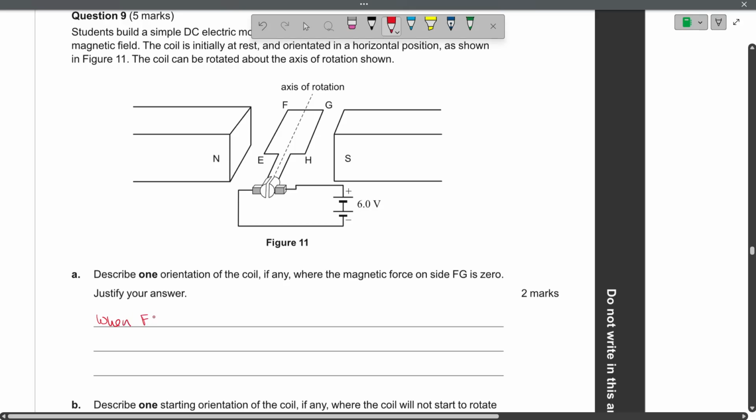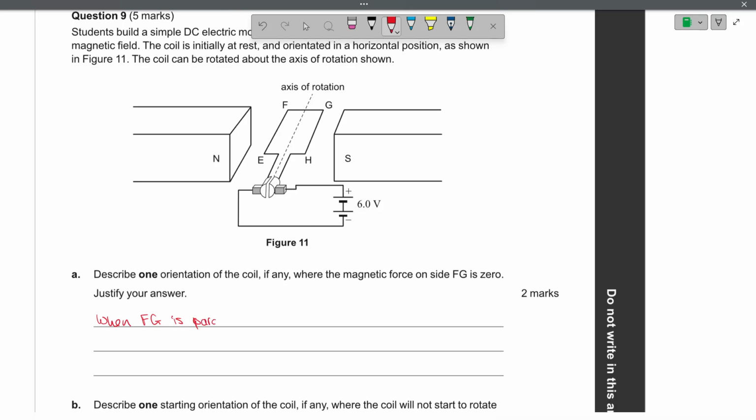So I mean we can just say that when FG is parallel to the field, the coil, because it's asking for the orientation of the coil, not the orientation of FG, we have to specify what the coil will look like. When FG is parallel to the field, the coil is horizontal.